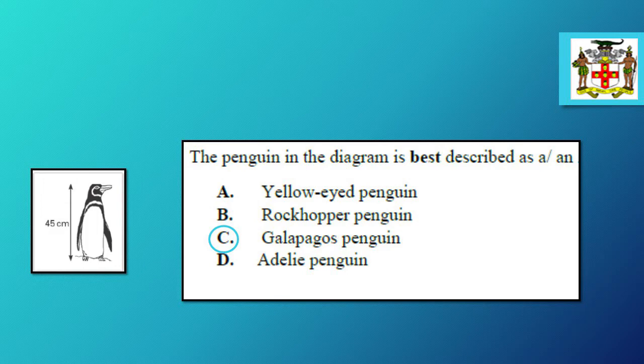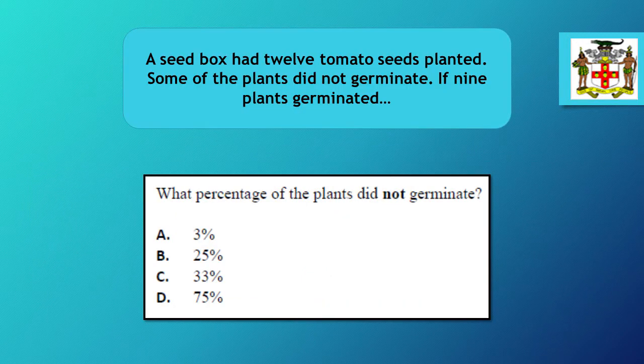All right, let's try another question. This one should be easier. We're told that a seed box had 12 tomato seeds planted. Some of these plants did not germinate. Now, if 9 plants germinated, the question we're asked is, what percentage of the plants did not germinate? So make sure that we're identifying that it's asking us for what did not germinate.